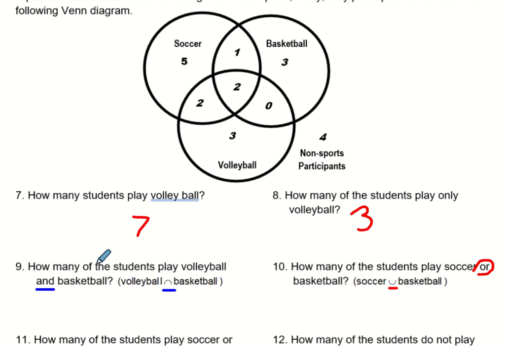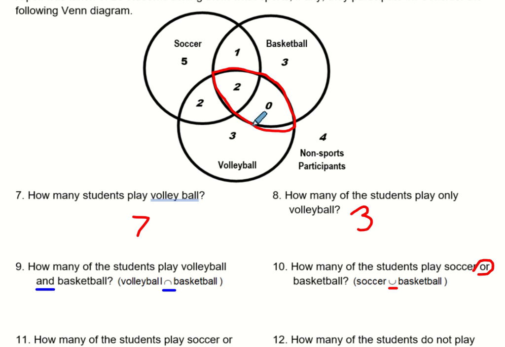All right. The main questions here are 9 and 10; we're not going to do 11 and 12. I just want to look at 9 and 10. It says, how many students play volleyball and basketball? Now this is the intersection question. Basically, we want to find out where volleyball and basketball intersect. That is this section here.